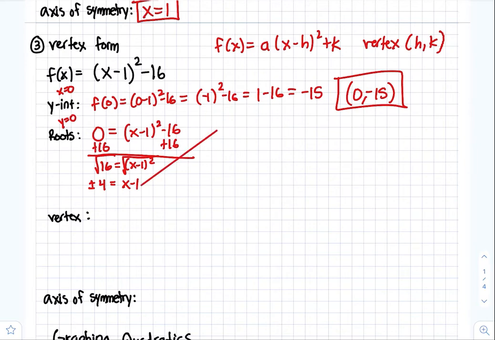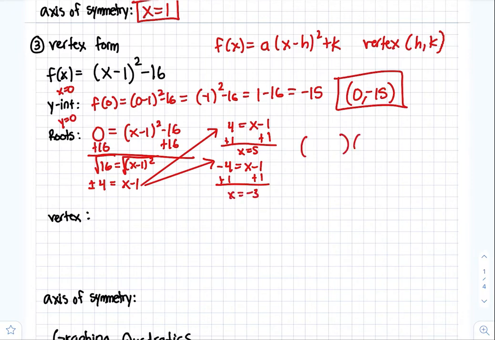Now you're going to get two equations, right? Positive 4 equals x minus 1, and negative 4 equals x minus 1. Add 1 to both sides, you get x is equal to 5 right there. Add 1 to both sides, you get x is equal to negative 3 right there. So our roots are, remember, the y value is 0, because that's what we denoted, and we got negative 3 comma 0 and 5 comma 0.